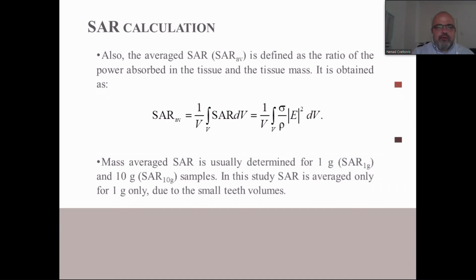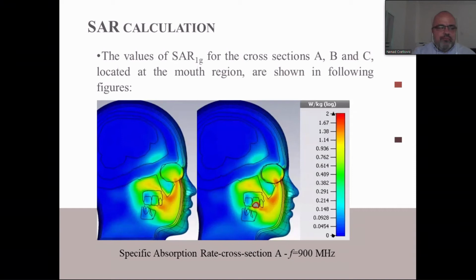In the same way, the same organization of the result presentation is used for SAR values. So we are speaking about two frequencies, three cross sections, and the situations.